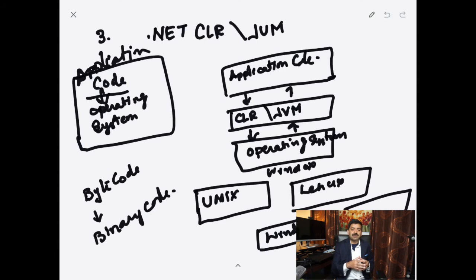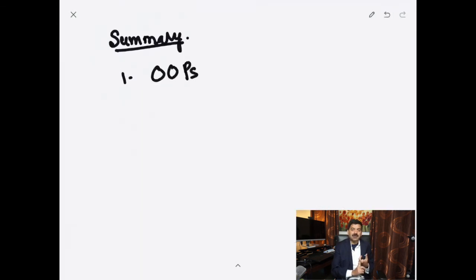So let's summarize. The best three things that happened to software engineering are object-oriented programming, continuous integration, and CLR and JVM.